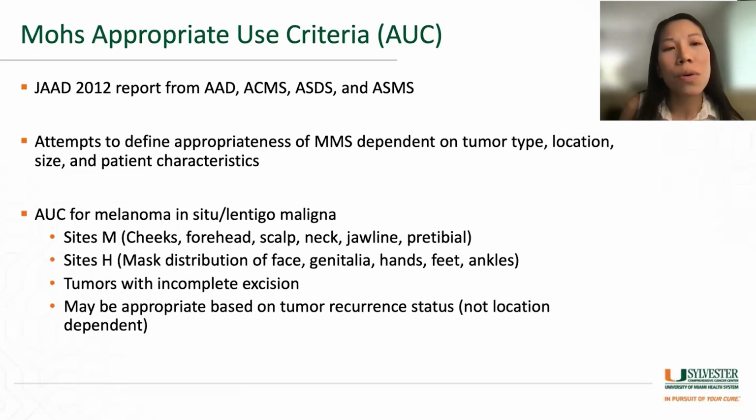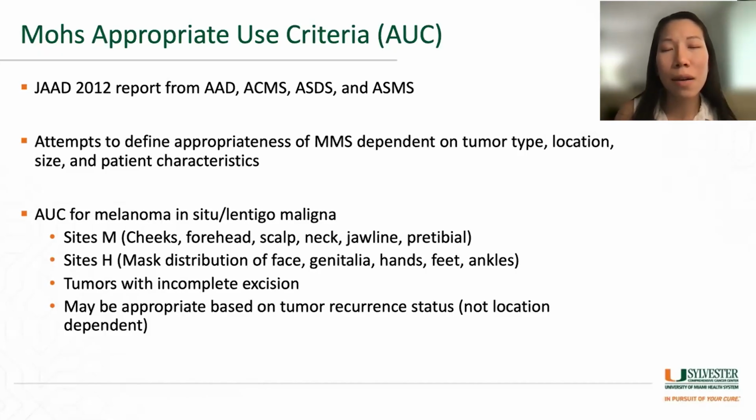So this led to a group of dermatologists from the American Academy of Dermatology and other boards such as the American College of Mohs Surgeons, the American Society of Dermatologic Surgeons, and the Mohs Society. About in 2012, there was a consensus statement where we attempted to define the appropriateness of Mohs surgery dependent on the tumor type, the location where it occurs, the size of the cancer, and the patient characteristics.